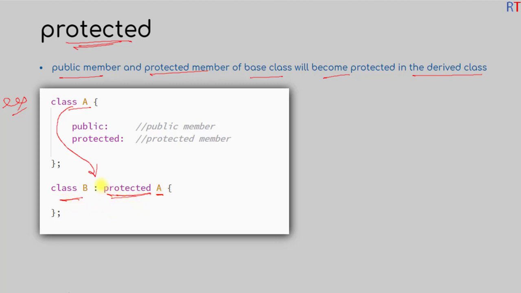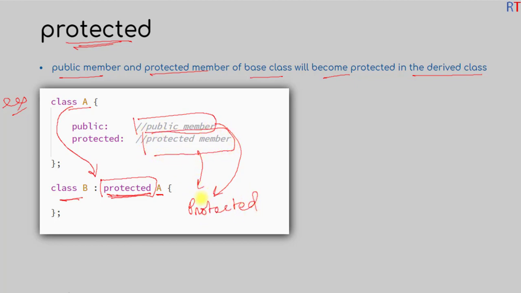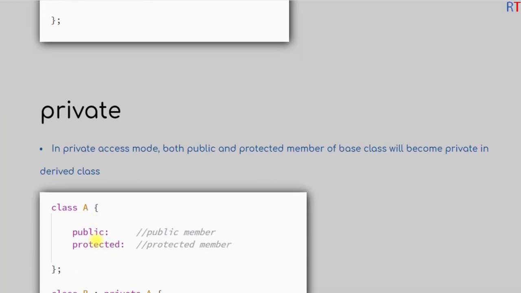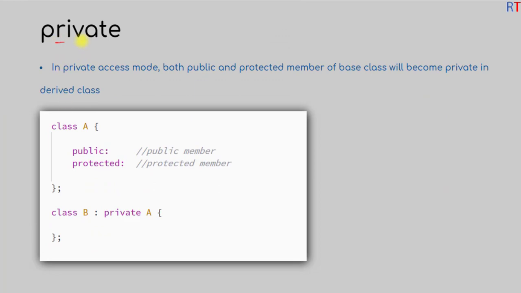So whenever we use the protected access mode, then the public members of the parent class will become protected and also the protected member of the parent class will also become protected in the child class. And now we're going to talk about the private access mode.